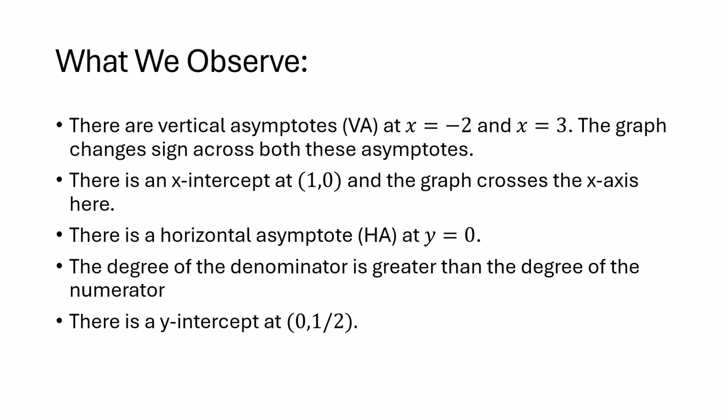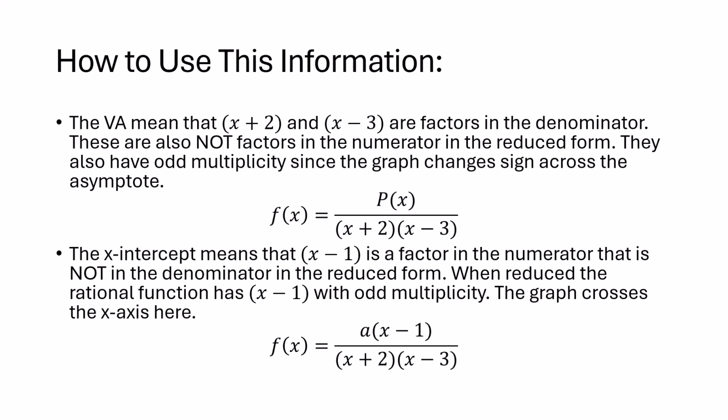The degree of the denominator is greater than the degree of the numerator. This is a conclusion that we may draw from the fact that the horizontal asymptote is located at y equals 0. There is also a y-intercept at the point (0, 1/2). Now, how can we use this information?